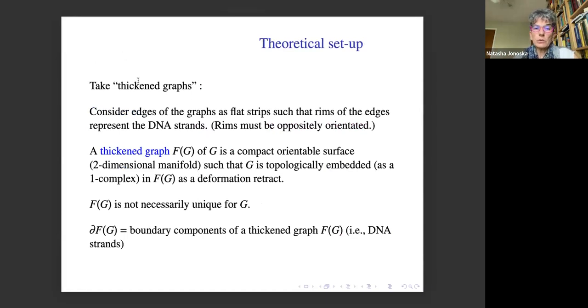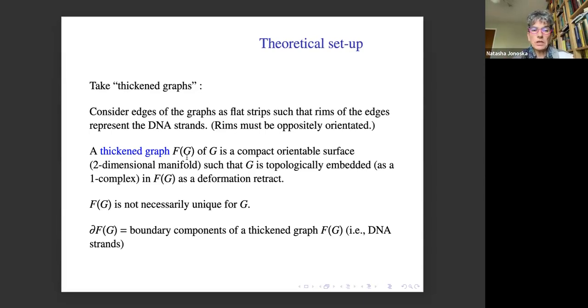So we're going to do mathematical design. We're going to look at the thickened graph. I'm going to consider the edges of the graph as flat strips, right? If I look at the double helical structure, I can look at one strand and another strand, and this will be my strip. The rims will be oppositely oriented, because the DNA strands are oppositely oriented.